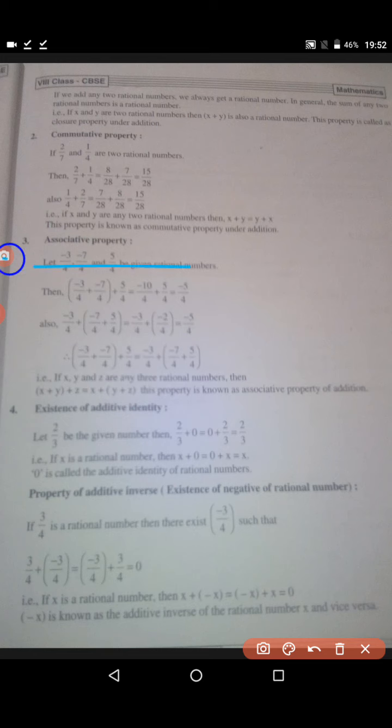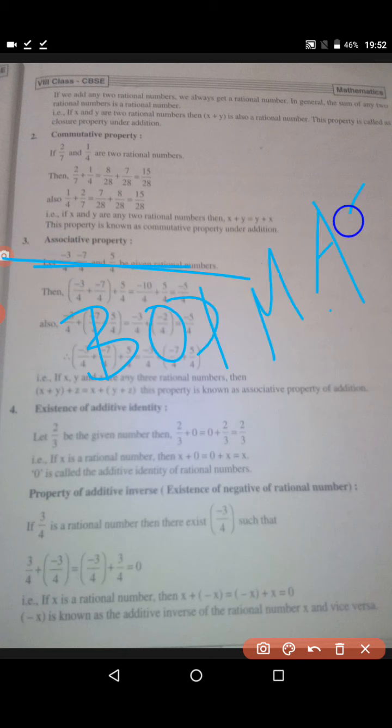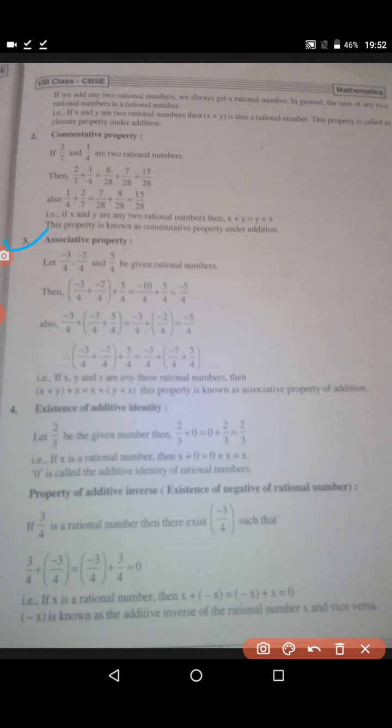And the main thing in associative property, use BODMAS or else you will get confused. BODMAS is nothing but brackets, of, division, multiplication, addition, subtraction. That is very important in associative property.